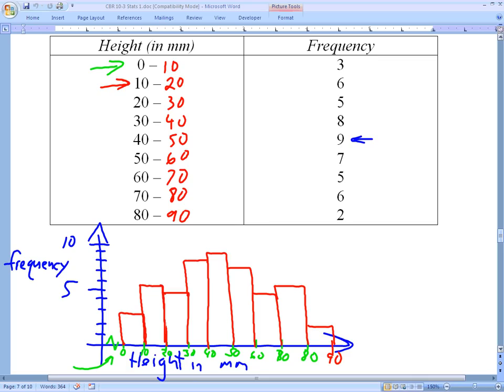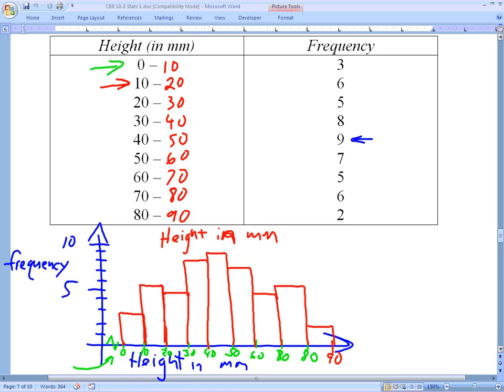If you want to title this, I know teachers will encourage titles, and that's really just going to be your variable again, because we have no other data to go with. So height in millimeters. And that's a quick and dirty example of a histogram.